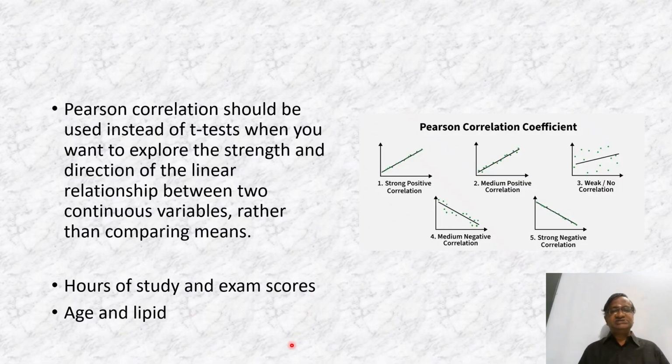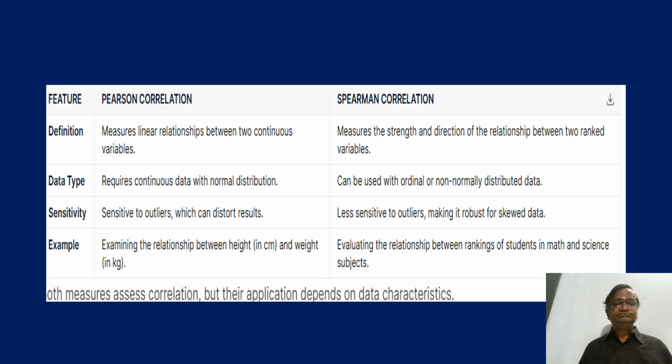Age and lipid, this is also continuous data. Age is increasing, lipid LDL level is also increasing. So this is a strong positive correlation. Now, if you don't have continuous data, you have other non-parametric data, then you have to do Spearman correlation. Non-normally distributed data, skewed data, all these things, for example.